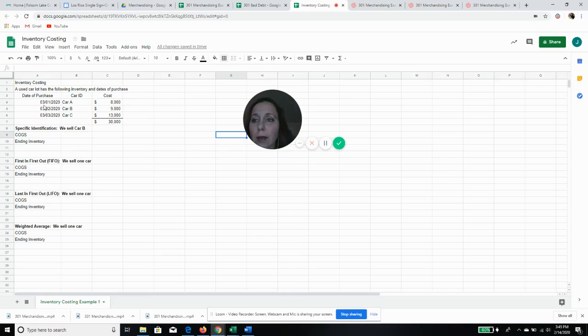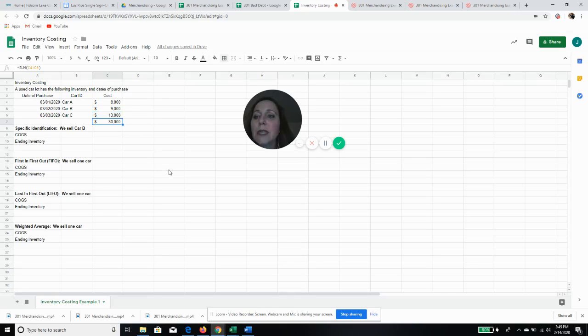We are a used car lot. We have purchased 3 cars that are in our inventory to sell. On March 1st, we purchased car A for $8,000. On March 2nd, we purchased car B for $9,000. And on March 3rd, we purchased car C for $13,000. The total amount of our inventory is $30,000.